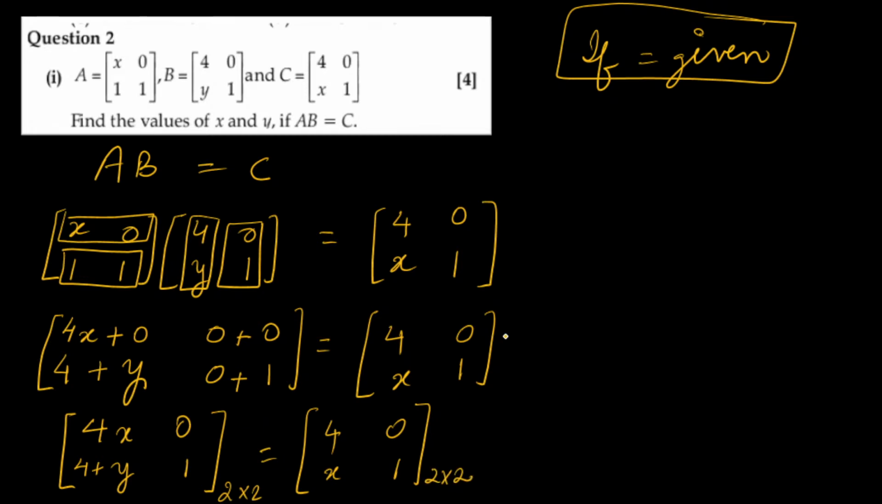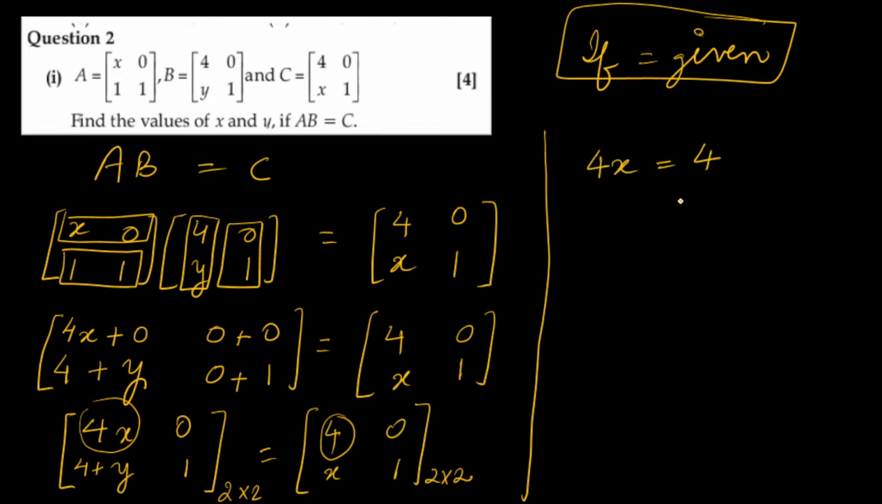So the equal to sign is there, we can equate. First element of the first row on both sides is equal. So 4x is equal to 4. We can find the value of x. So x is equal to 4 divided by 4. When we shift 4 to the other side it will get divided, because here it is getting multiplied. So 4 divided by 4, x is equal to 1. You will get the answer.